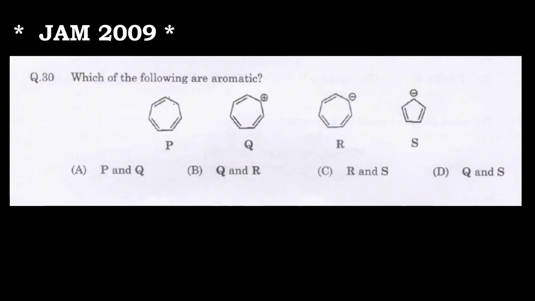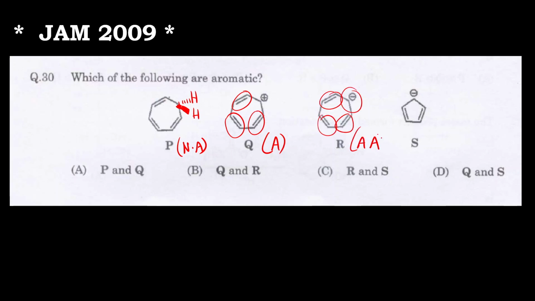2009. Which of the following are aromatic? This is an sp3 hybridized carbon. This will be non-aromatic because it will be non-planar. One hydrogen will be below the plane, another hydrogen will be above the plane like this. That is why this is going to be non-aromatic. Option Q, 1, 2, 3, or 3 pi bonds. This is going to be aromatic. 1, 2, 3, 4, even, so it will be anti-aromatic. S, 2 plus 2, 4, 4 plus 2, 6. This will be aromatic. So which are aromatic? Q and S. So the correct answer is option D.